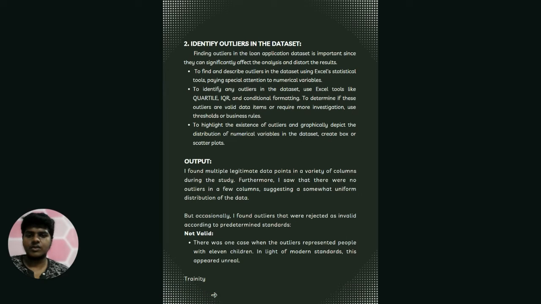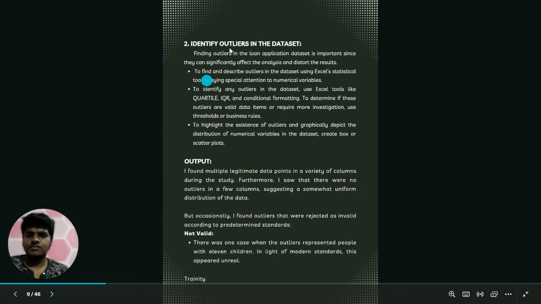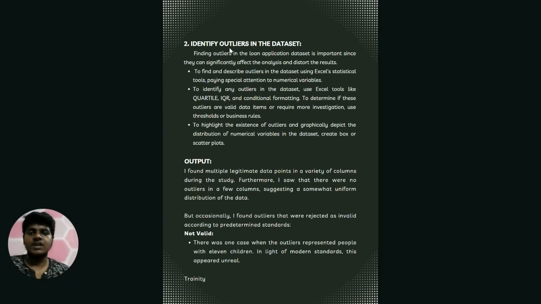Coming to the report. By doing this analysis, I discovered several valid data points in the range of columns. In addition, I saw that a couple of columns have no outliers, indicating that the data was distributed rather evenly. However, on rare occasions, I discovered outliers that by predefined norms were deemed invalid. In a single instance, the outliers corresponded to individuals who had 11 children. By today's standards, this seemed unbelievable.